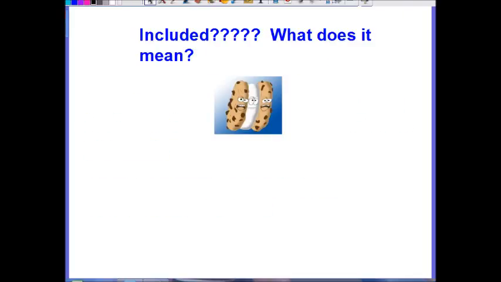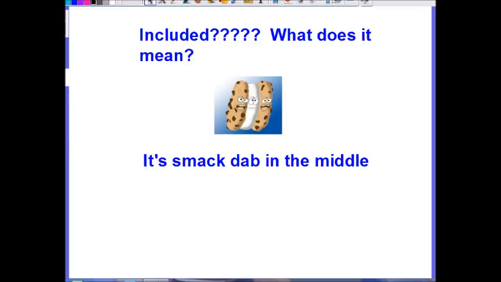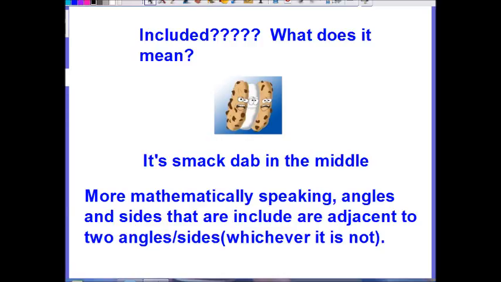So the first thing we have to talk about is the word included. What does it mean to be included? Well, to me, being included means that it's smack dab in the middle, kind of like a Chips Ahoy cream sandwich. It's smack dab in the middle. Now, more mathematically speaking, angles and sides that are included are adjacent to two angles or sides, whatever it's not. So in other words, if we have an included angle, it's smashed in between two sides. If we have an included side, it's smashed between two angles.